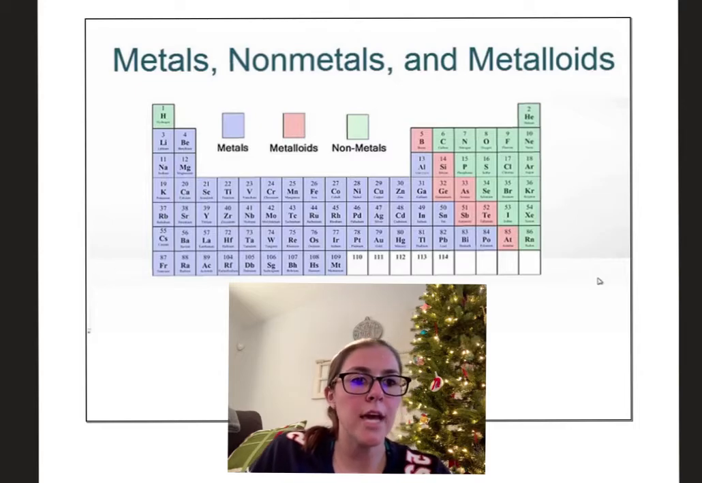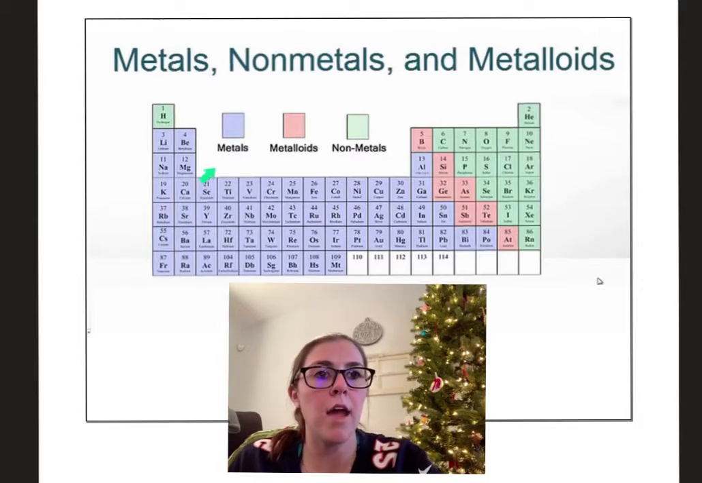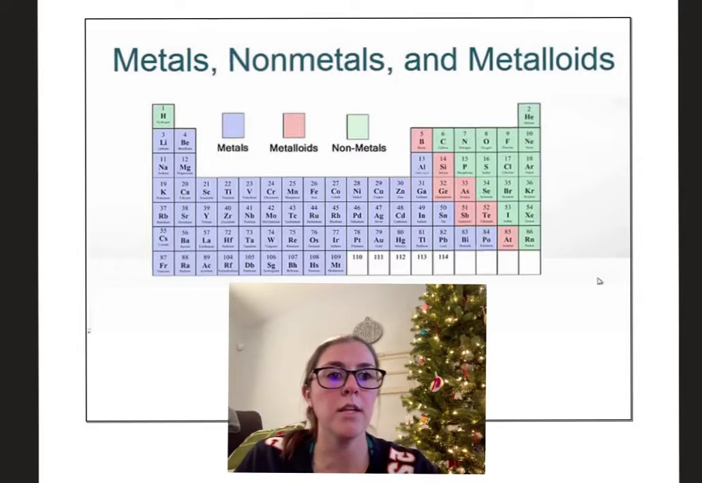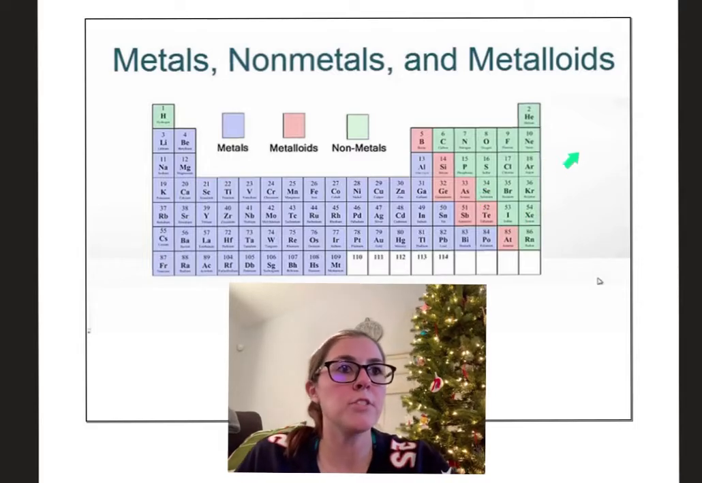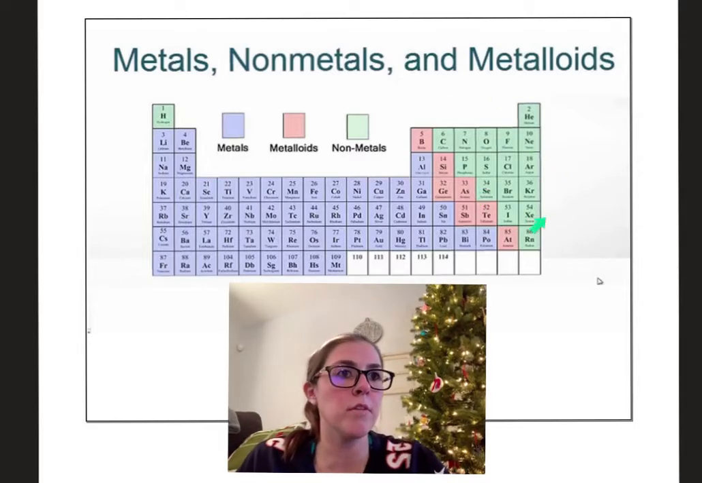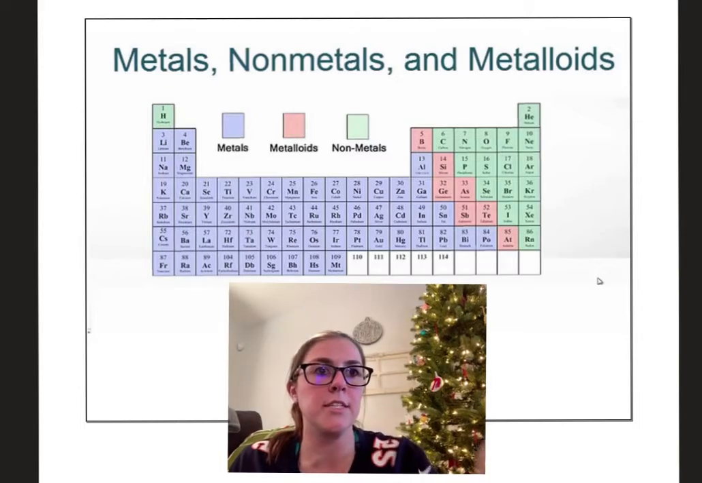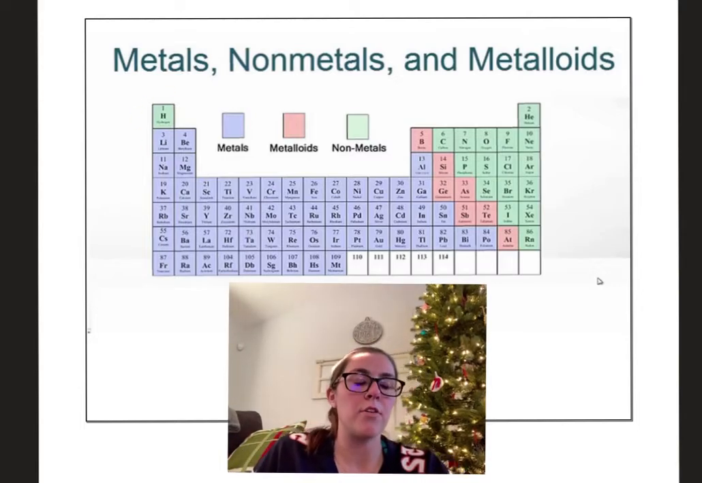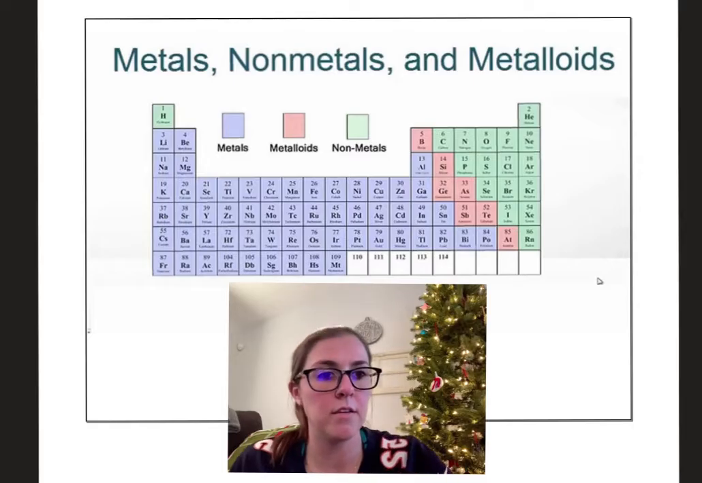So the quick test we're going to do to see if something is ionic or covalent is by looking at the periodic table. If you have a metal, one of these purple ones, bonded with a nonmetal, one of these green ones, it's going to be ionic. If you have two nonmetals, so two green ones, and that includes hydrogen, he's a nonmetal, bonded together, then it is going to be covalent.